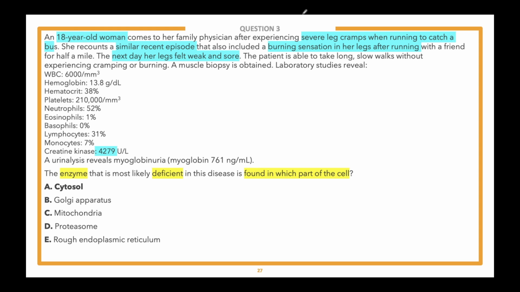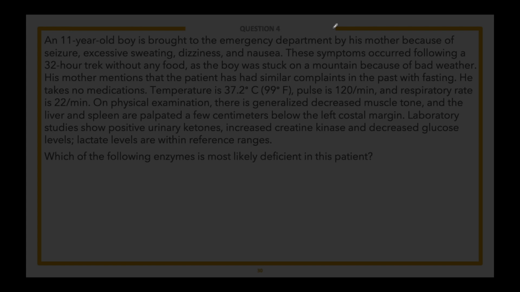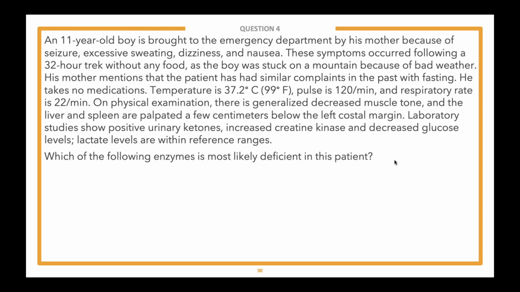So with that, let's go ahead and move on to our last question of the evening. Once again, the answer choices are covered up, and we will begin with the lead-in. Which of the following enzymes is most likely deficient in this patient? I'll give all of you a few seconds here to respond in the question box and let us know how many steps you think this question will require.